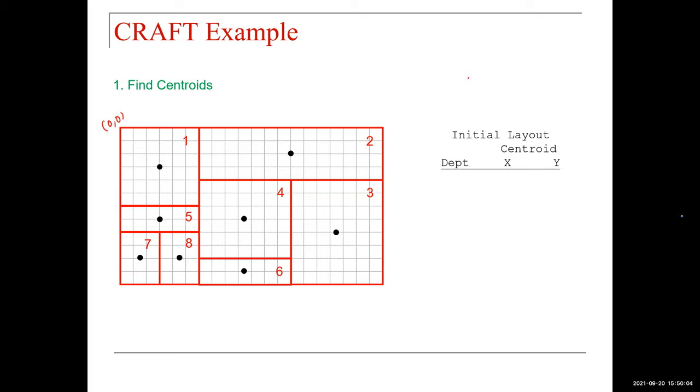And then I'm going to, this is my X and this is my Y. So for each one of those departments, let's start with the first one, department 1, I'm going to find the centroid. So for this one, that'll be 3 and 3. So the centroid for department 1 is 3, 3. For department number 2, this will be on 13. And this is 2. So department number 2 is 13 and 2. And you continue until you find all centroids for the 8 departments. So let's go for 3. This is gonna be right here in the middle, 16.5.